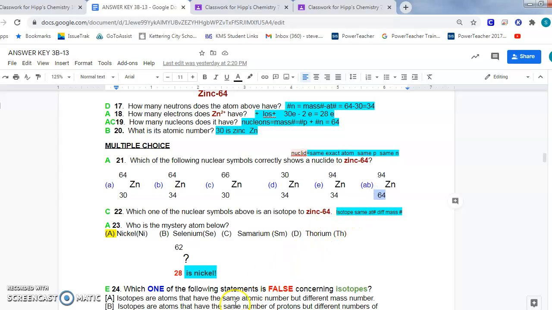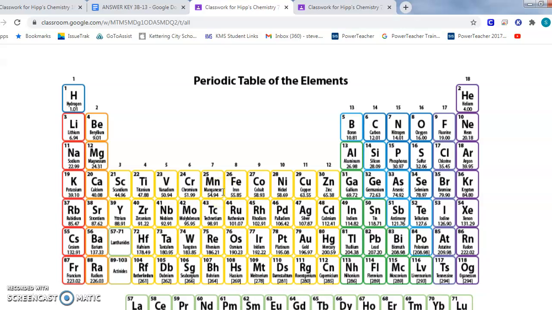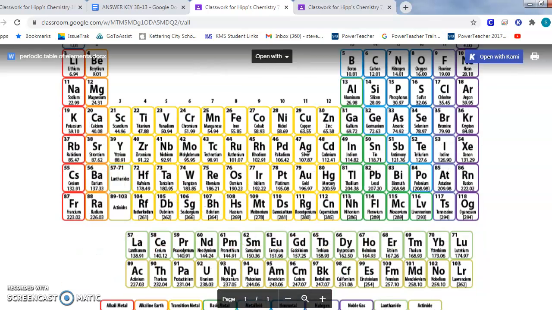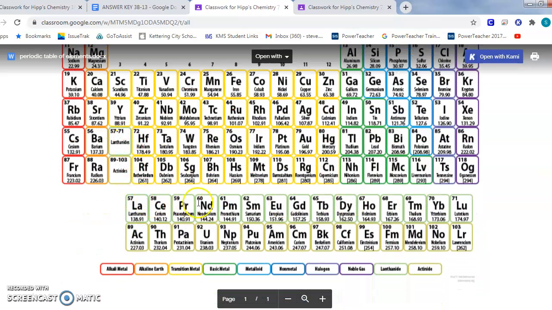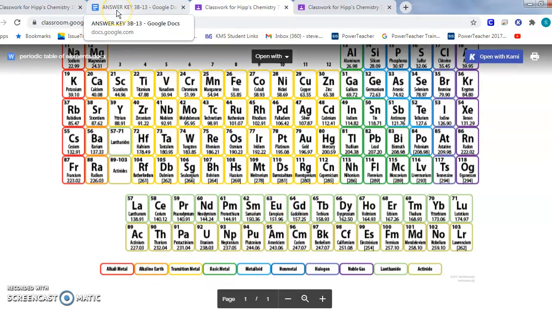64. Atomic number of 64 is not zinc. Atomic number of 64 is definitely not zinc. If we look up here, atomic number 64, where does that take us on the periodic table? It takes us right down into here. Look at number 64. There it is right there. It's not even zinc.